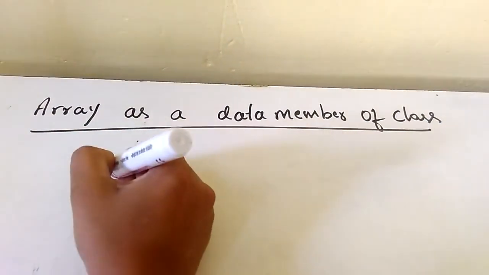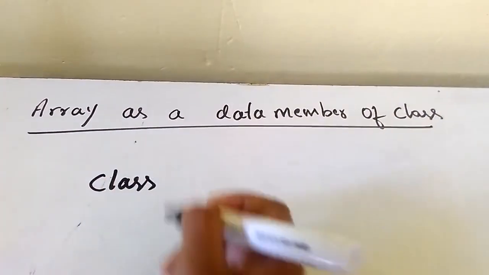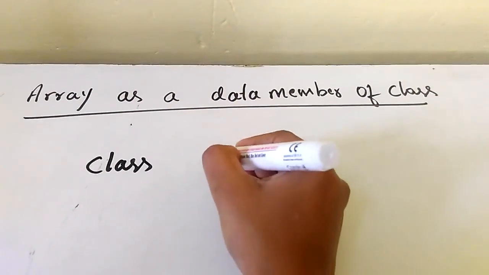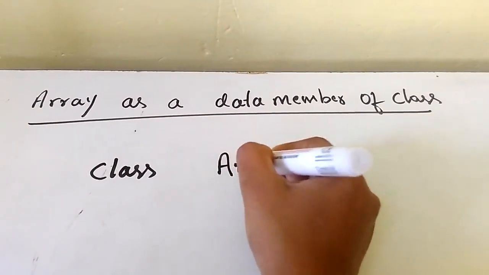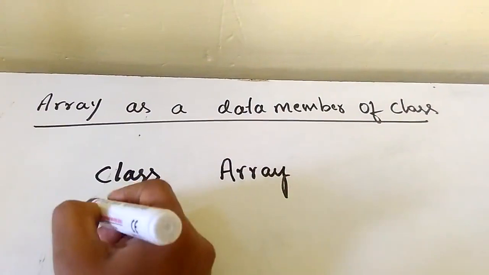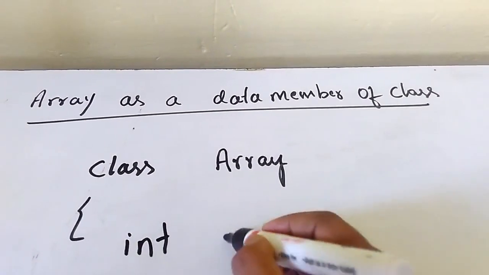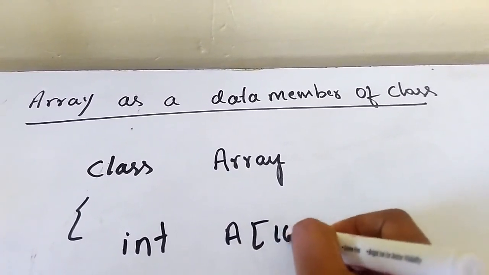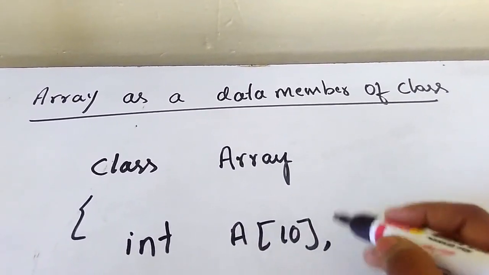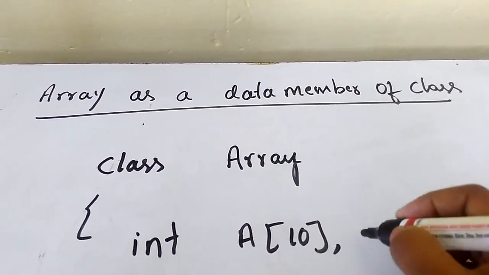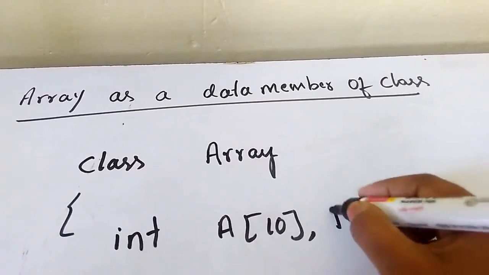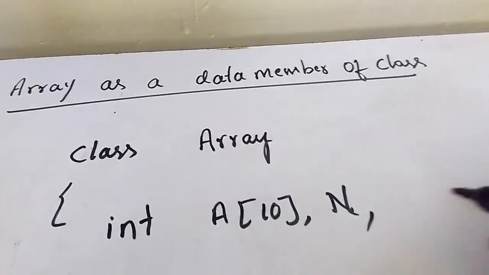Consider an example, class array. I'll take the name of the class as array, open flower bracket. Here I'll take an integer array, int a of 10. So we reserve 10 memory locations. Again, let us give the user a chance to ask how many memory locations he wants to use.